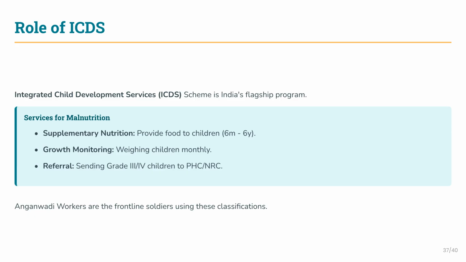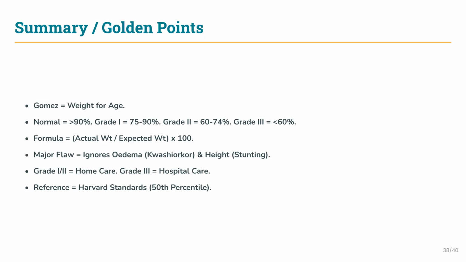In India, the Integrated Child Development Services (ICDS) scheme uses classifications like Gomez for growth monitoring, providing supplementary nutrition, and referring severely malnourished children for care. To summarize, Gomez uses weight for age, with grade 3 being less than 60%. Its major flaw is ignoring edema and height, and the reference standard is the Harvard standards.